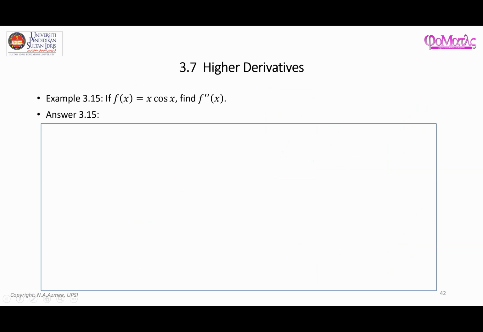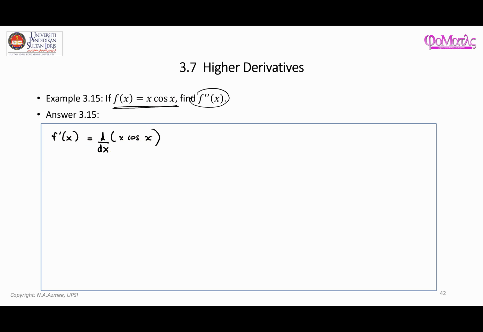So here we have this function here, and you are asked to find the second derivative of this function. Okay, right, let's start off with finding f prime x, which is equal to dy/dx, and y is x cos x.